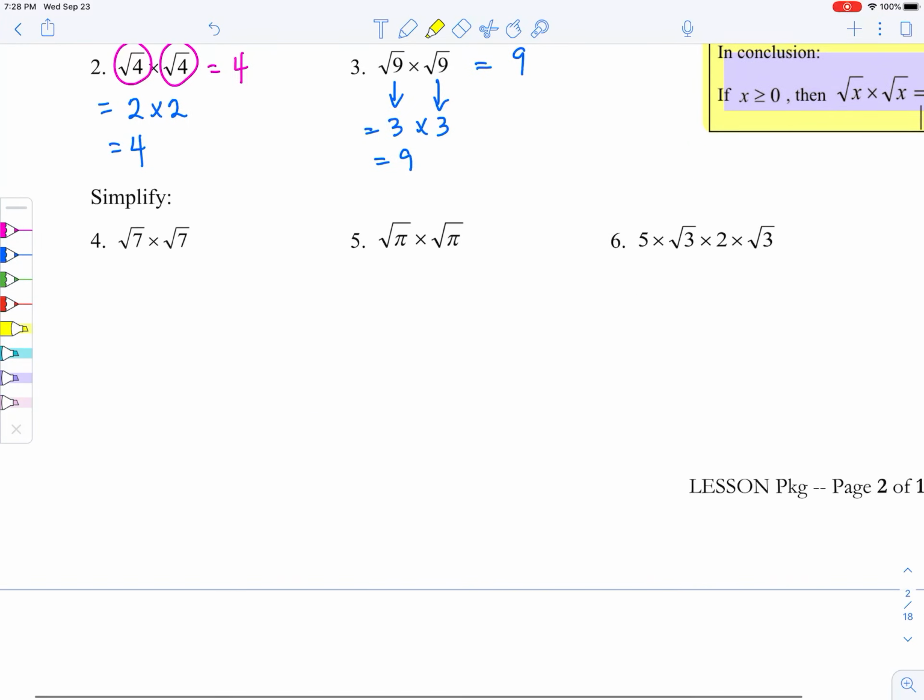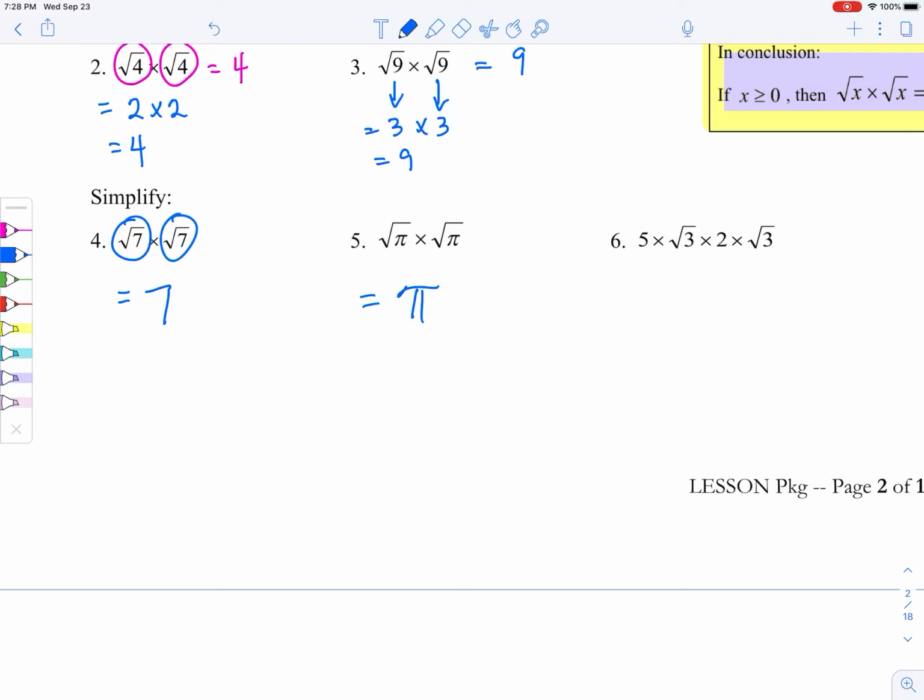Question 4, root 7 times the root 7. So we're going to use that trick again. When we've got a square root and it's doubled, times itself, the answer is just whatever the guts of the square root were. So in number 5, root pi times the root of pi is going to equal just pi.